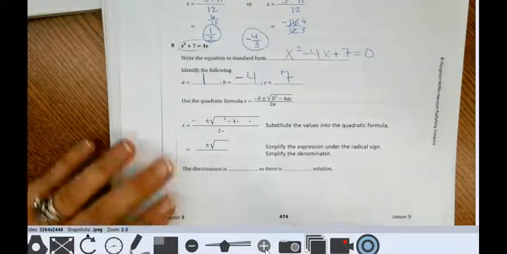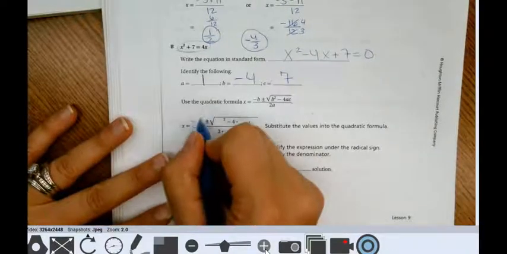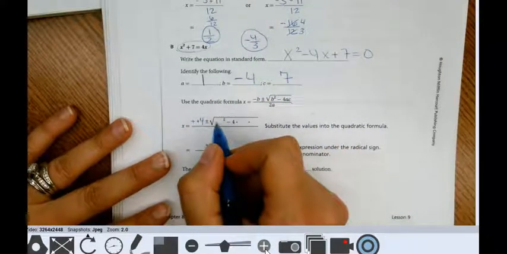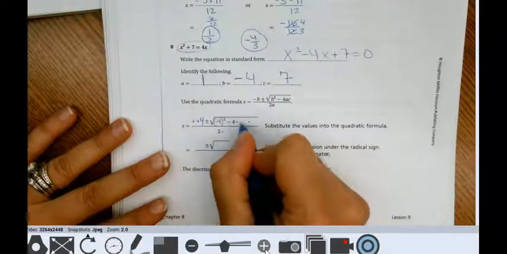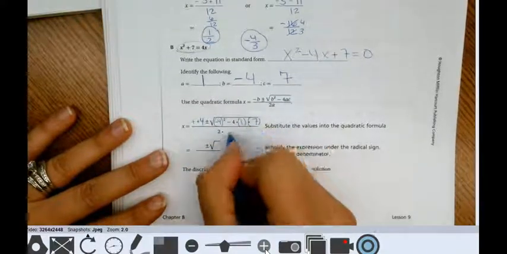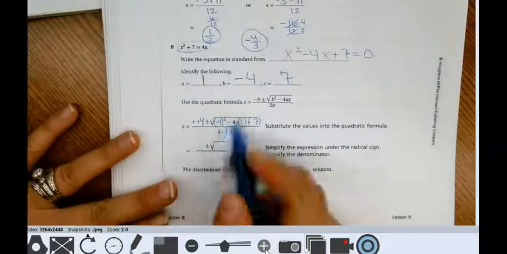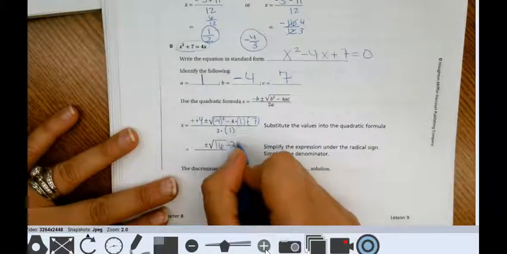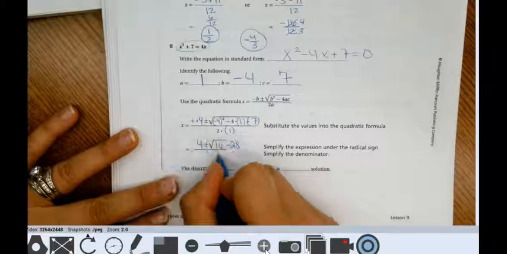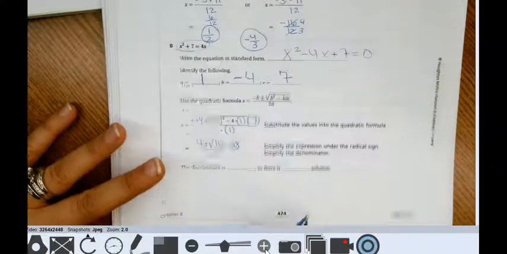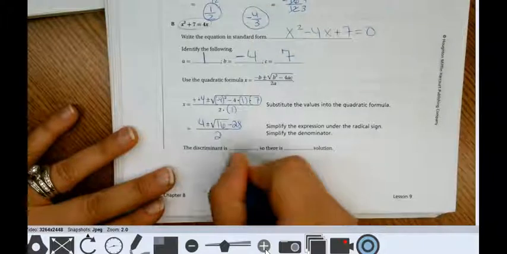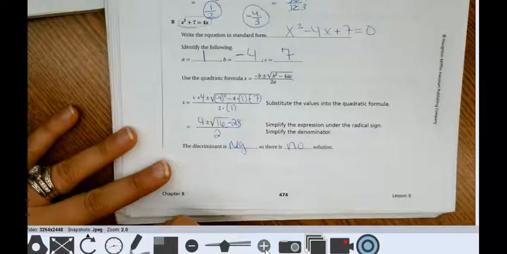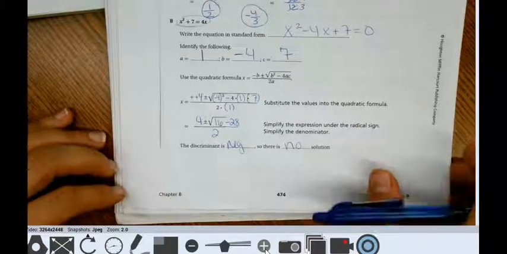All right, guys, so when you plug this in, x equals negative b, a negative negative 4 is really going to be a positive 4, plus or minus the square root of b squared minus 4ac all over 2a. Negative 4 squared is 16, minus 7 times 4, 28, 4 all over 2. You're going to get a negative under your discriminant. The discriminant is negative, so there is no solution. Make sense? If your discriminant's negative, there's no solution.